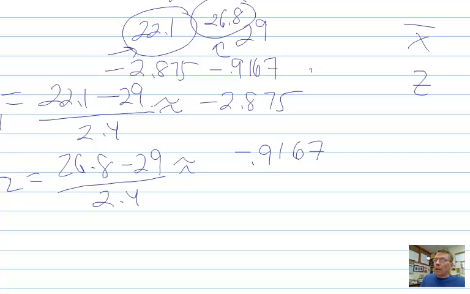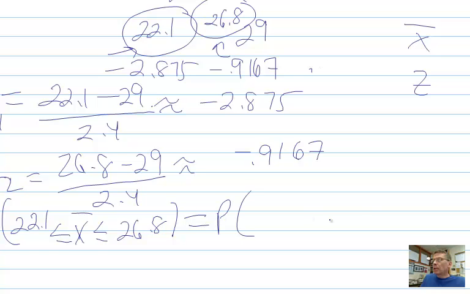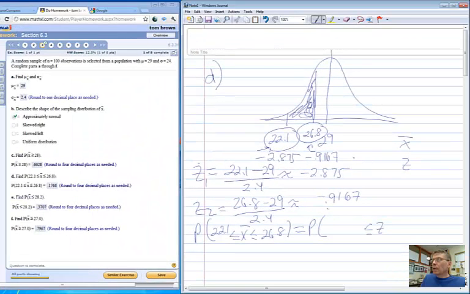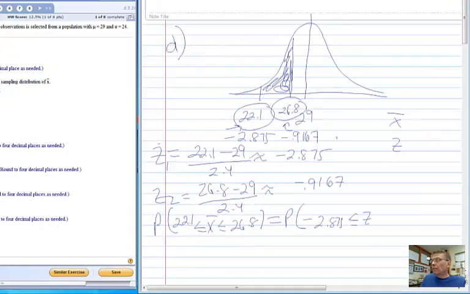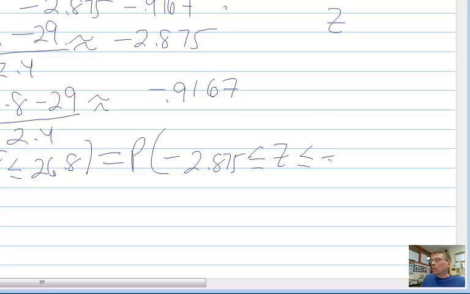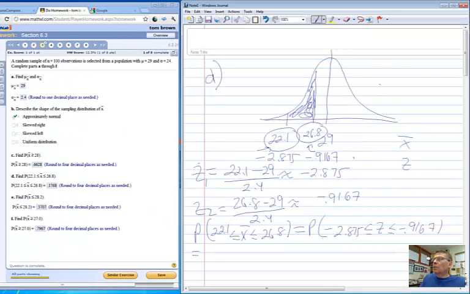All right, so let's go down here. The probability that X bar is between 22.1 and 26.8 is equal to the probability that Z is between minus 2.875 and minus 0.9167. All right. Well, how do we determine the area in the shaded region up here? How do we determine this area right here?